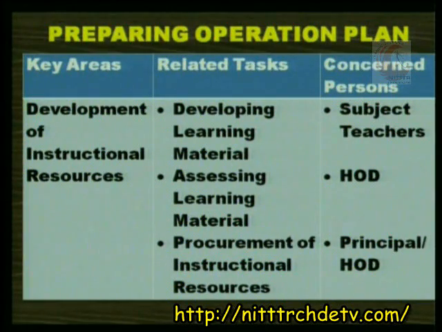They will be responsible for developing the learning material. Now, once this learning material is developed, we have to assess the quality of this learning material. Is it worth using this material? Can we actually use this material while implementing the curriculum? And the person responsible for assessing the quality of the learning material will be the head of department.